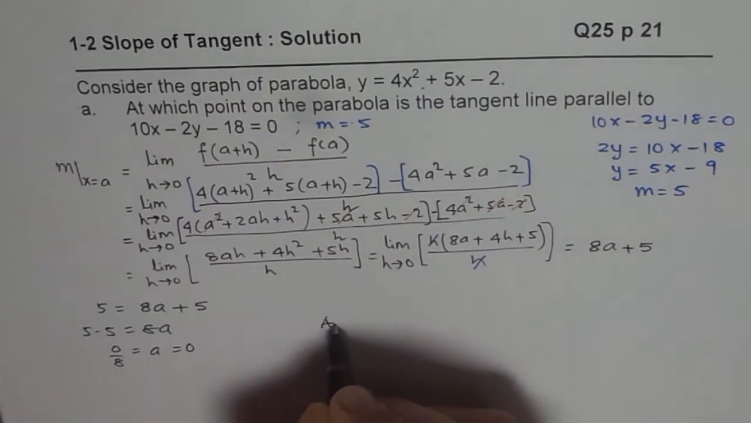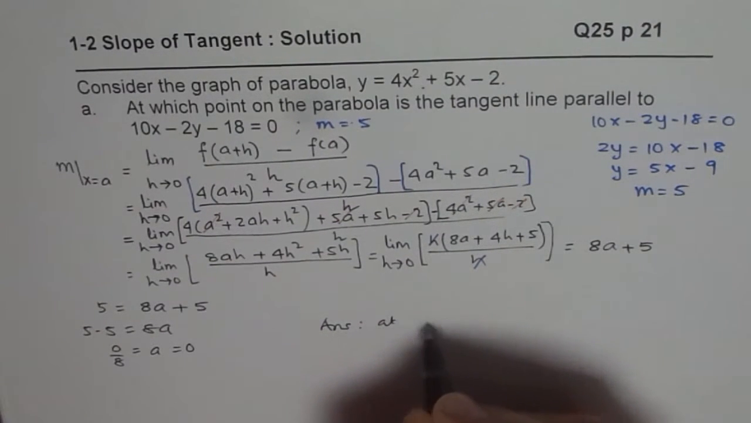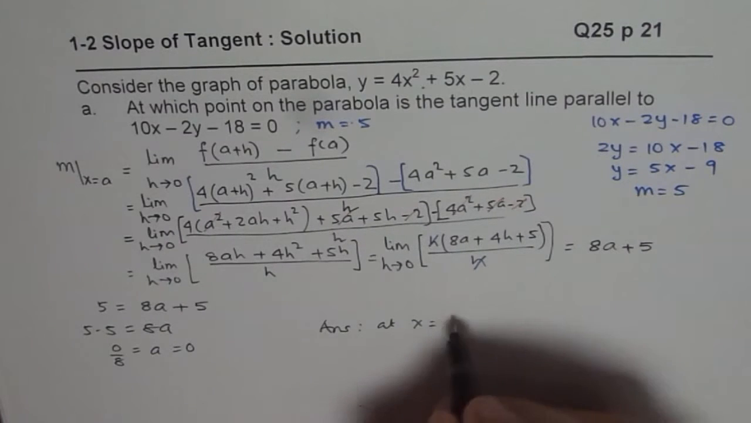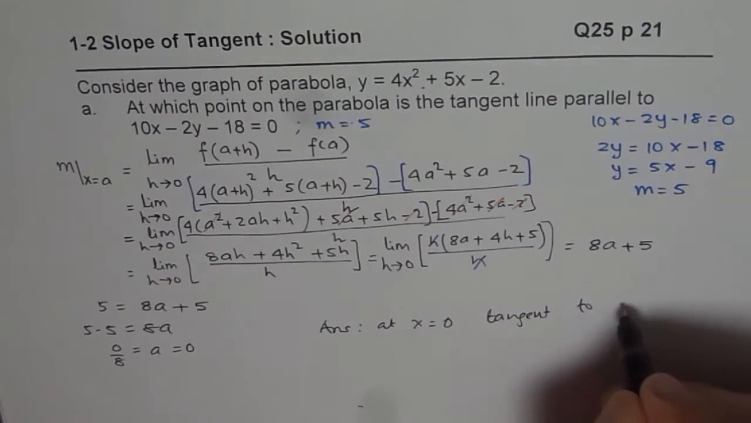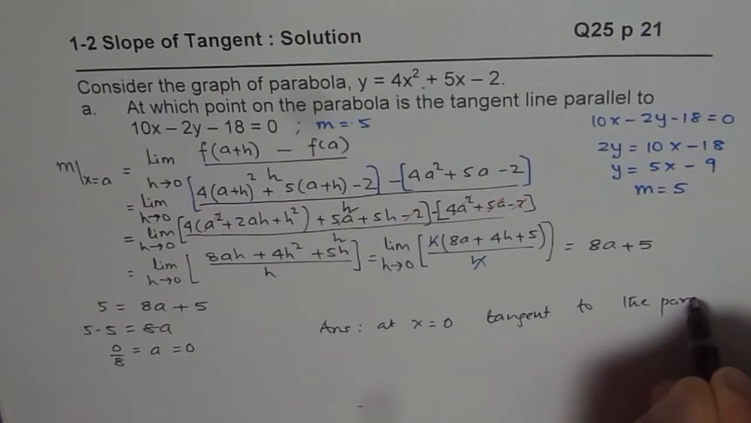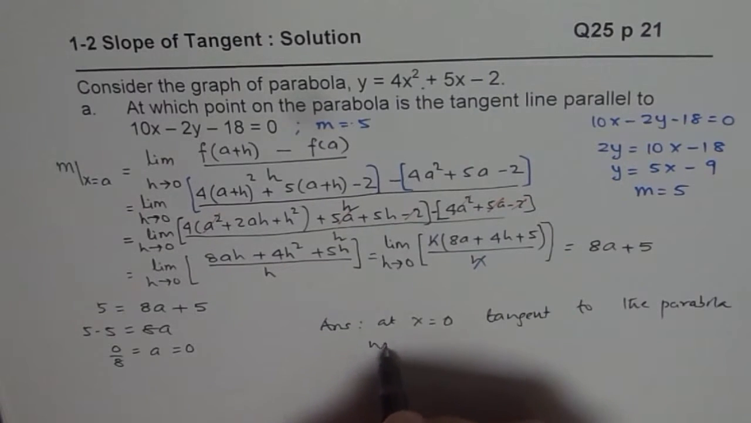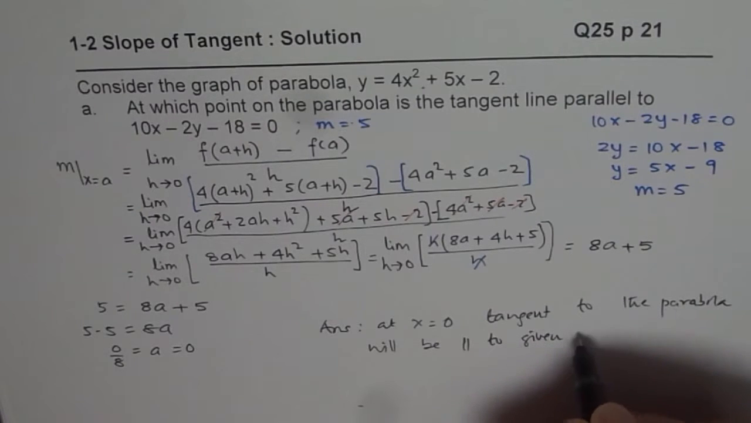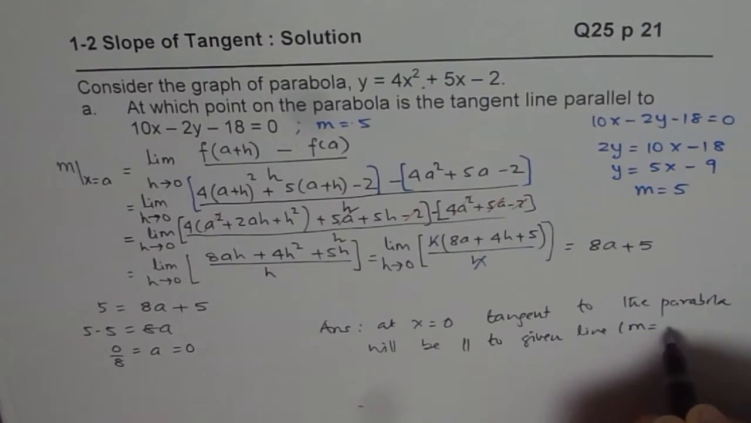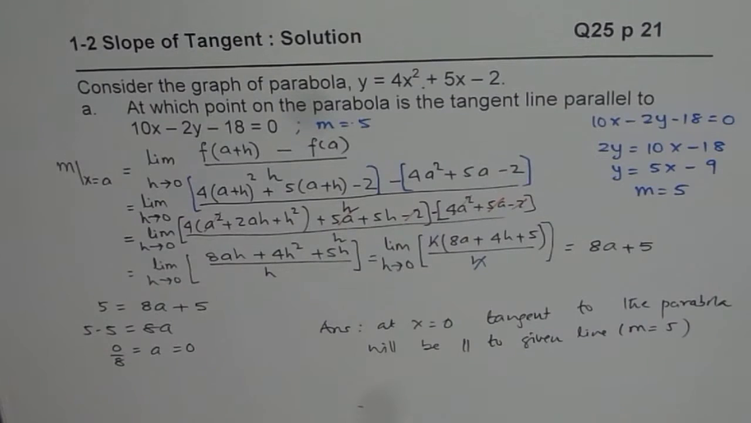So our answer here is that at x equals 0, the tangent to the parabola will be parallel to the given line, that is, slope m equals 5. You get the idea. That is how this type of question can be solved. You can follow the link to see the second part solution, where we will find the slope of the tangent to be perpendicular to a given line. Okay, thank you.